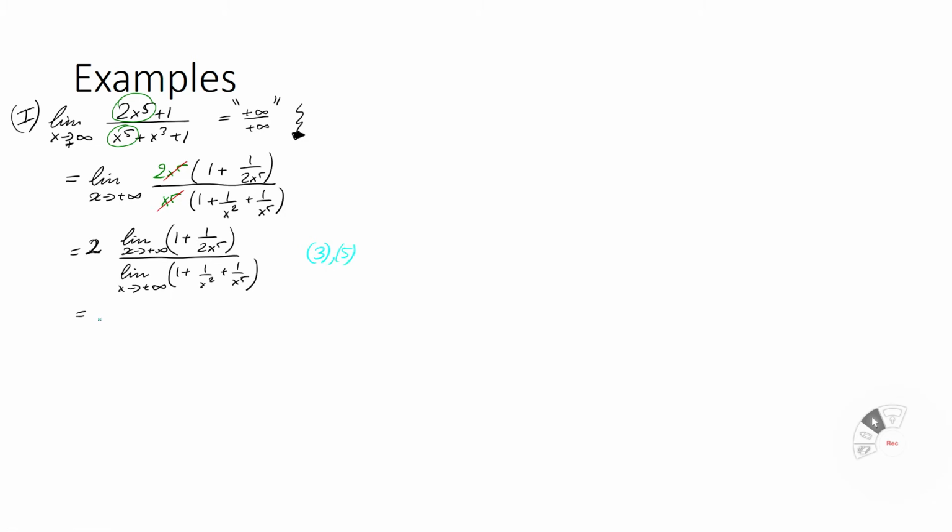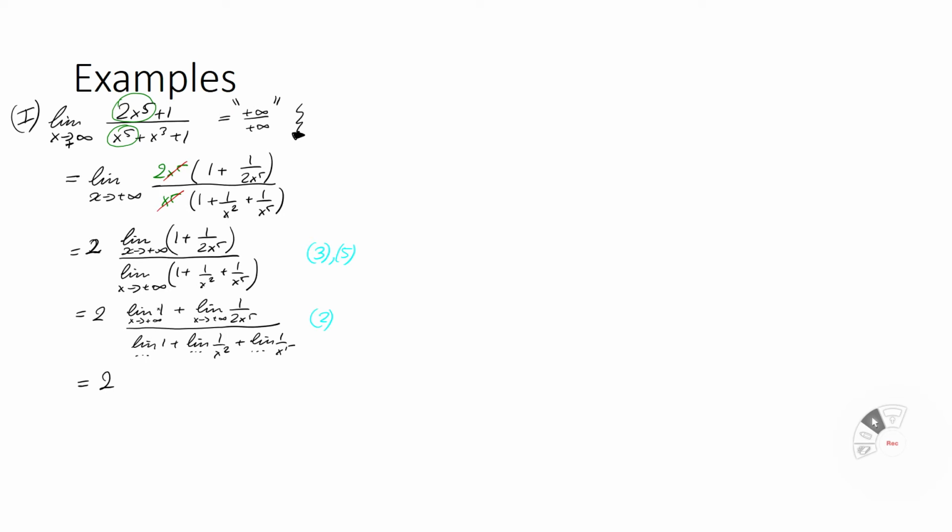And so continuing with that, we can write this now as 2 times limit of the sum is sum of the limits. So we get limit 1 plus limit 1 over 2x to the 5, limit 1 plus limit 1 over x squared, limit 1 over x to the 5th. And that's all going to plus infinity. So here we used number 2. And now we get some more interesting cancellations.